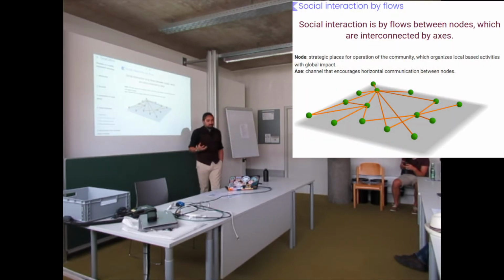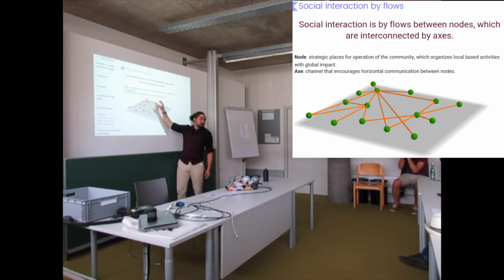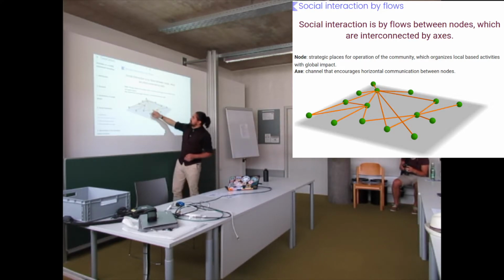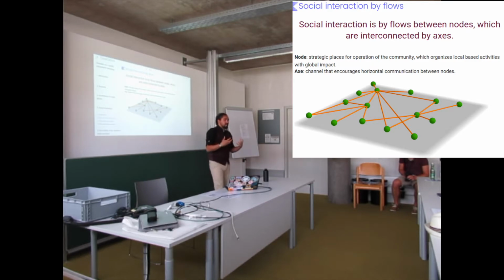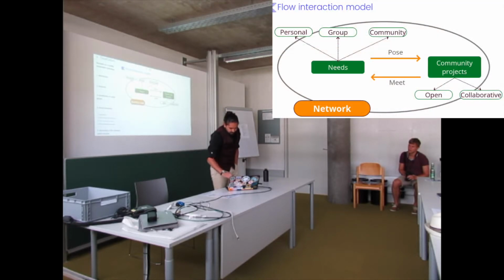So, the social interaction is by flow between nodes which are interconnected by access. For example, all these green points are the nodes, okay? And these are the access, and the flow is how different nodes connect and communicate with each other. Okay, so the nodes are a strategic place for the operation of the community, which organizes local-based activities with global impact. Okay, this is the very important thing.